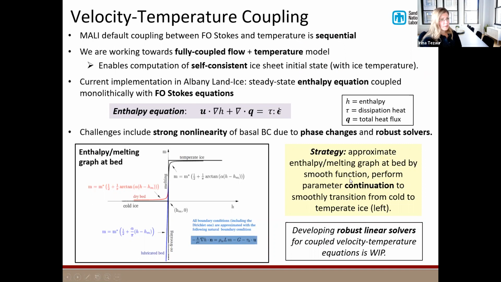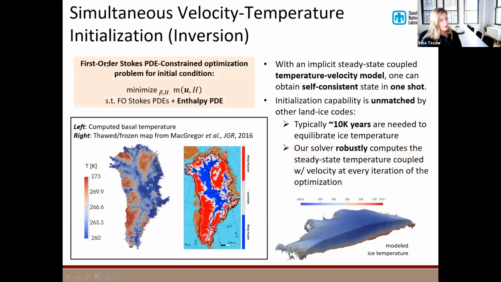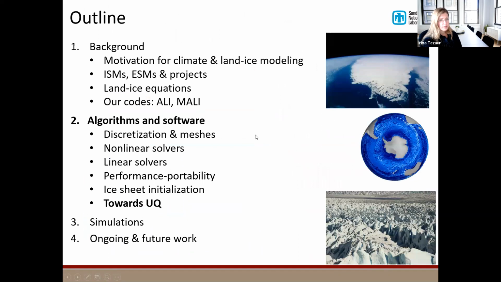And I don't really have time to go into this, but just to mention, we're working on doing a fully coupled velocity temperature solve in order to be able to do this inversion together with the temperature, which in our case we have an enthalpy equation. To do that inversion with the temperature, we basically add the enthalpy PDE to our constraint, and that allows us to get a self-consistent temperature velocity initial state all in one shot. And that's really an unmatched capability, because typically other models would have to spin this up for tens of thousands of years to get it to equilibrate, even if you do the inversion for just the velocity.